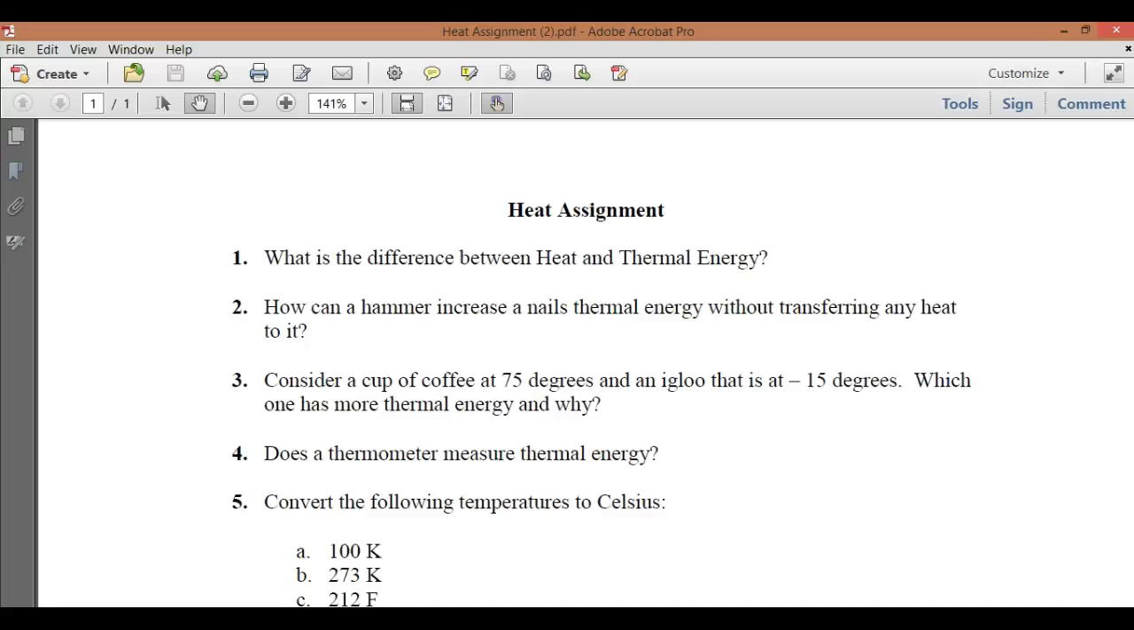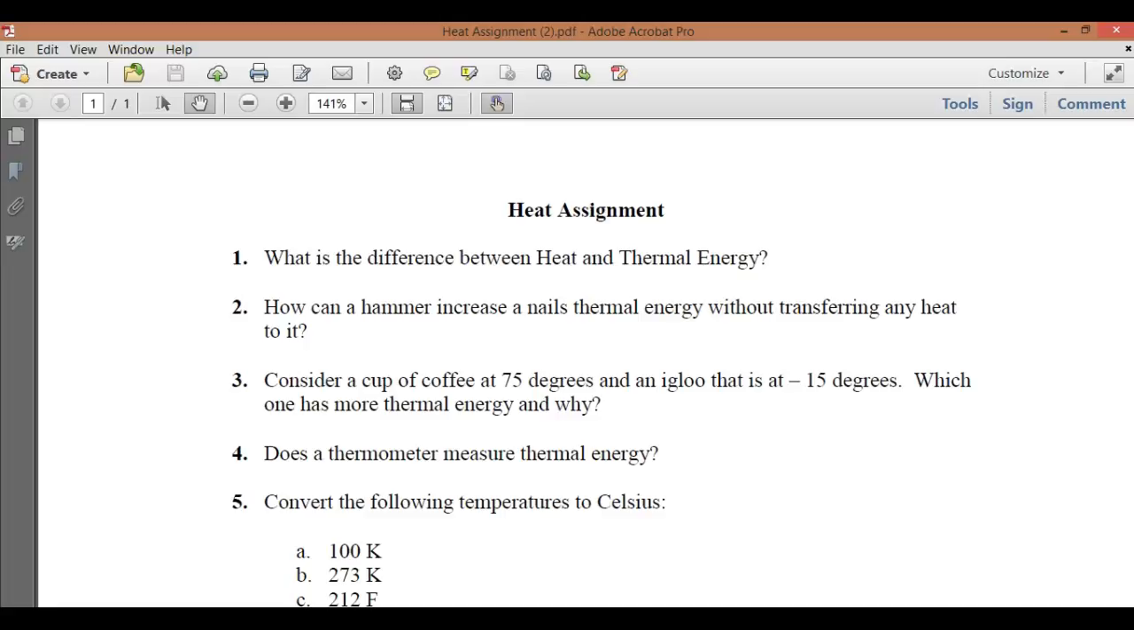Okay, so we've talked about three transfer processes for heat energy. What are those three heat transfer processes? Conduction, convection, and radiation. Okay, so write that down on the board. So heat is a transfer of ETH. So ETH is just an abbreviation for thermal energy.